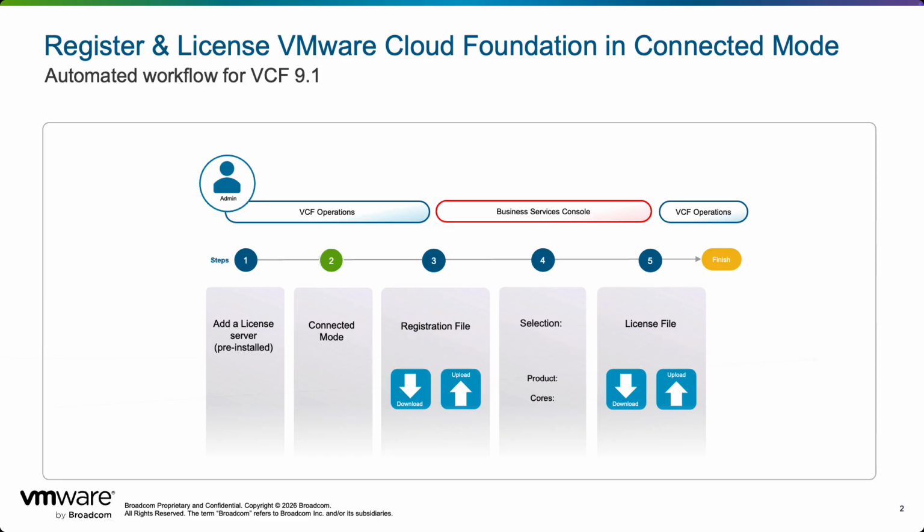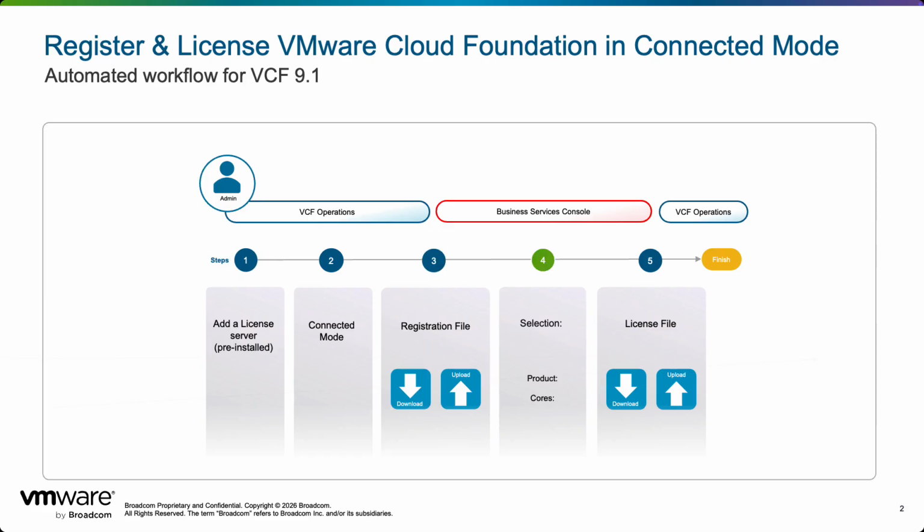The registration process is started from inside VCF Operations. You first select how you would like to connect to the Broadcom Business Services Console. In this example here, we see the steps to license and register a VCF environment configured in connected mode. The workflow then guides you through a two-way process between VCF Operations and the Business Services Console to download and upload a secure registration file.